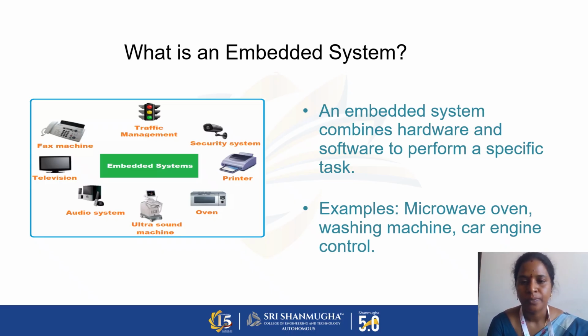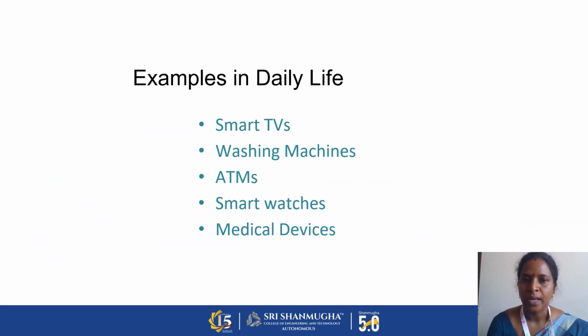For example, in daily life utilization, home appliances like the washing machine have automatic control. So the embedded system performs the specific task and specific function to control and manage the entire process, and car engine control. Some daily life examples are a smart TV, washing machine, ATM machines, smart watches, and medical devices. So everything uses an embedded system.